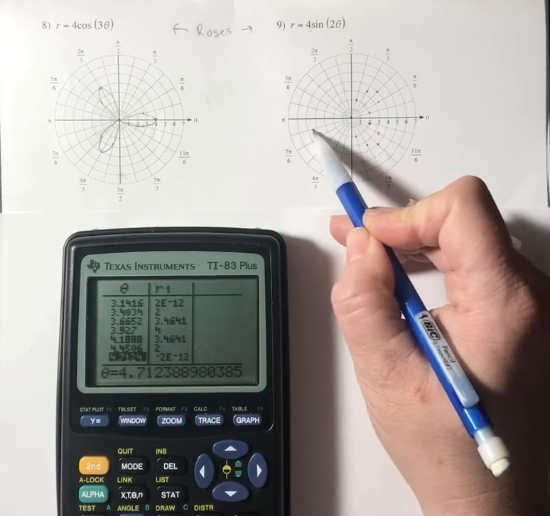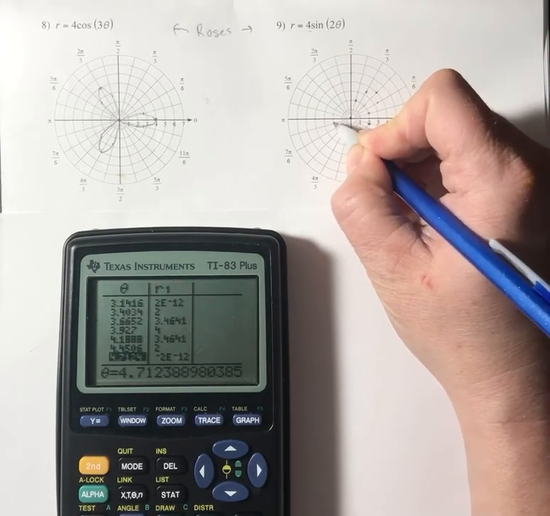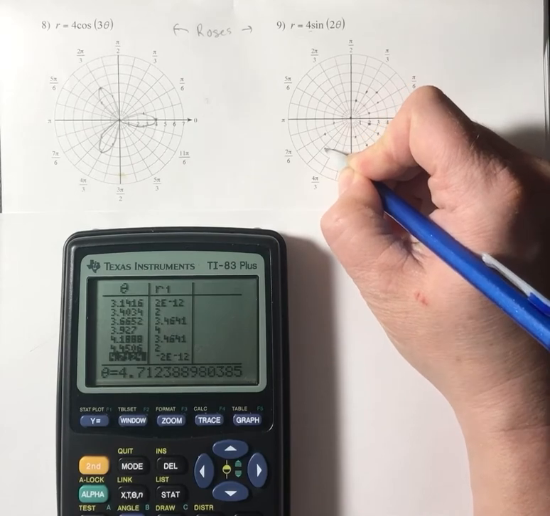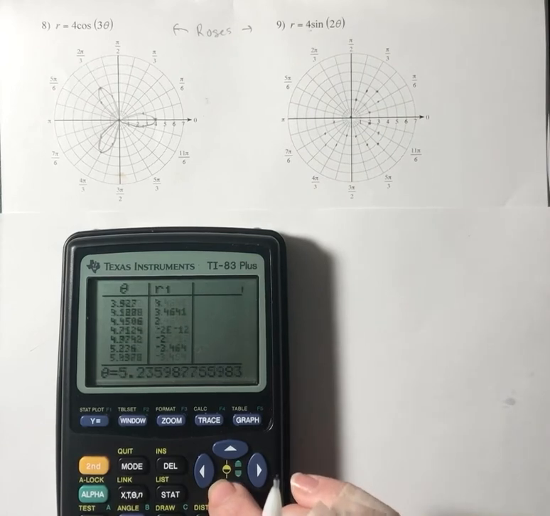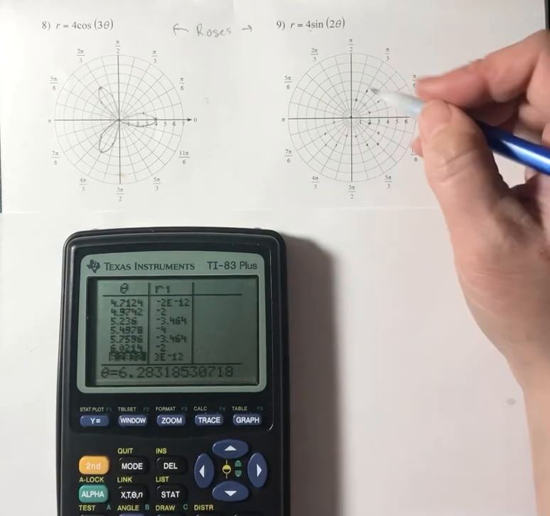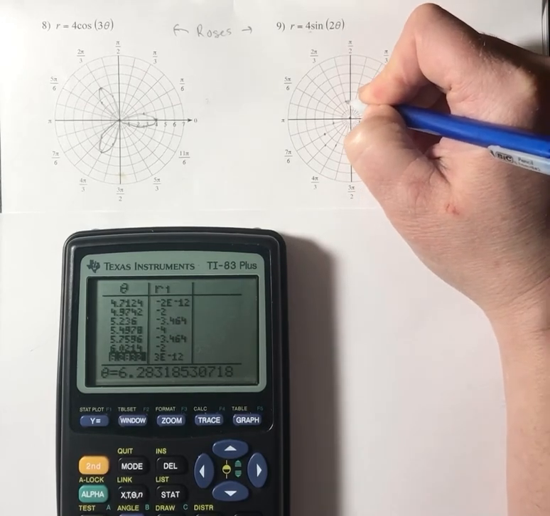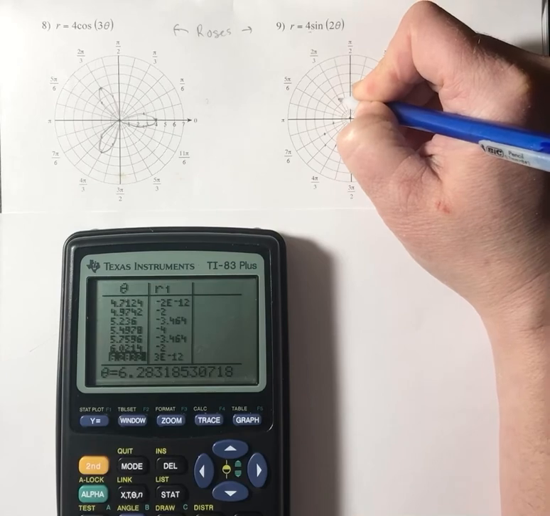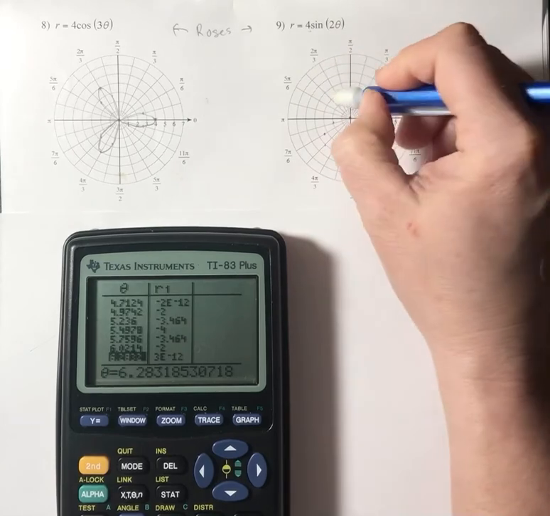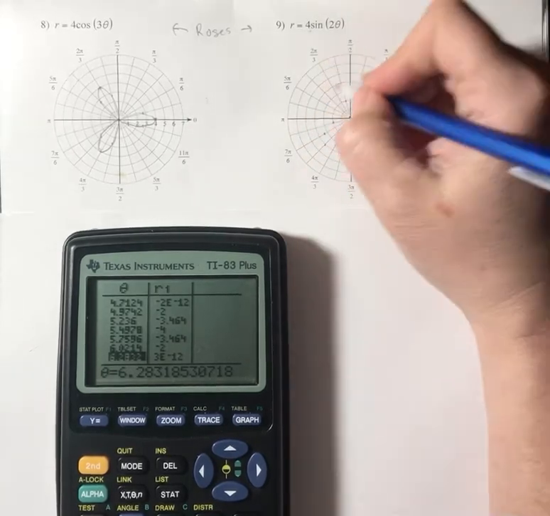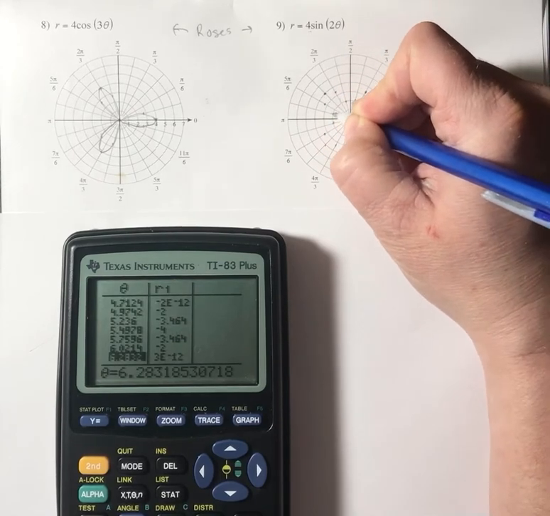Pi, we're back to 0, so now we're down here at 2, 3.4, 4, 3.4, and 2. And then it's in this last quadrant that we actually get the negative values again. So we're at a -2, a -3.4, -4, -3.4, -2.